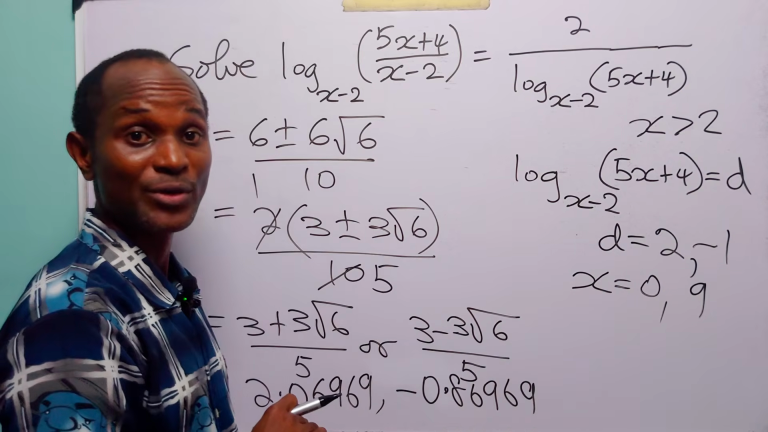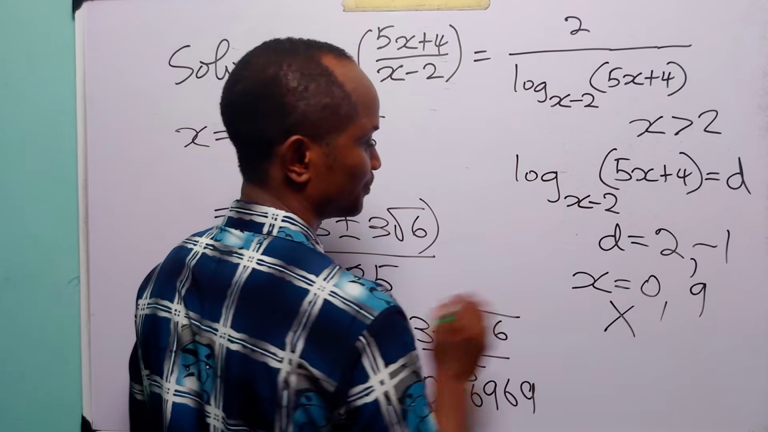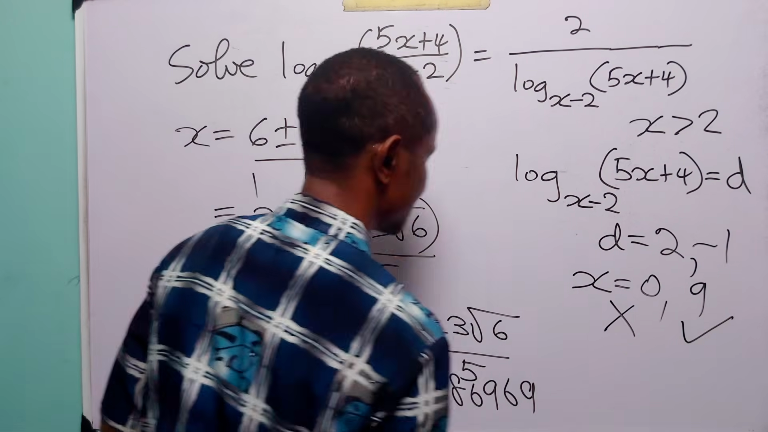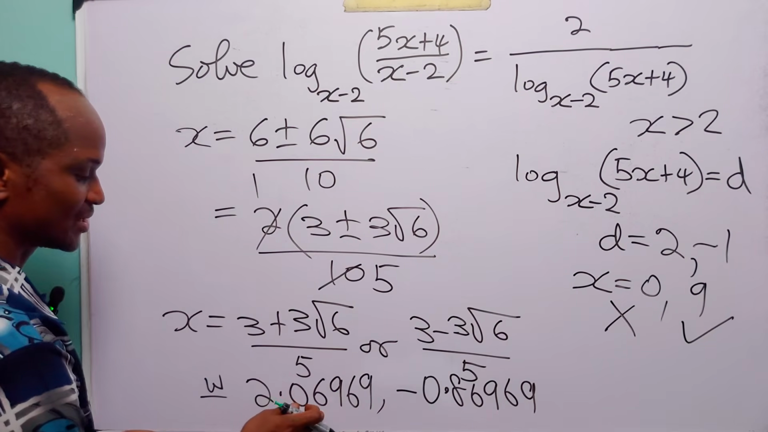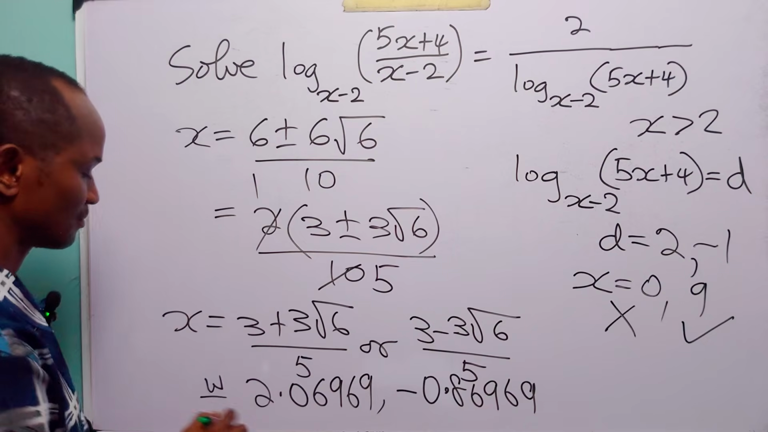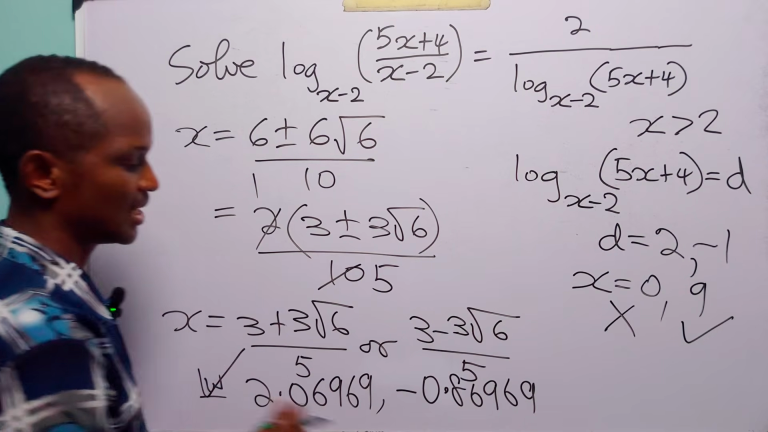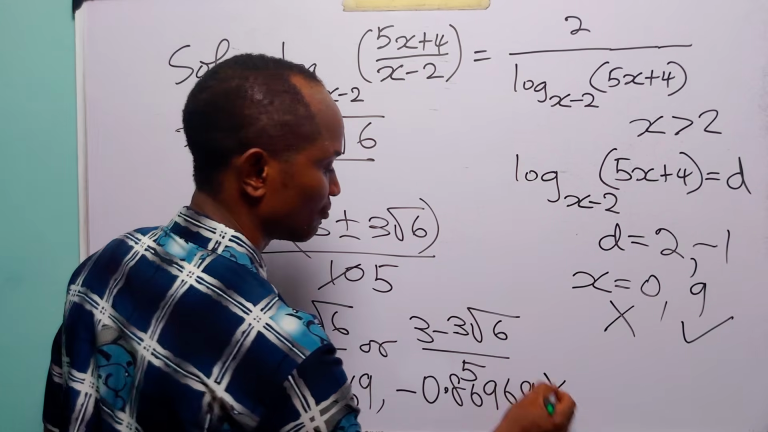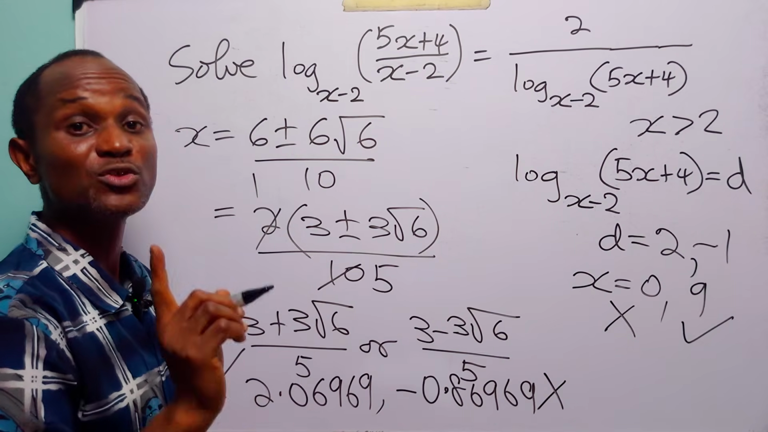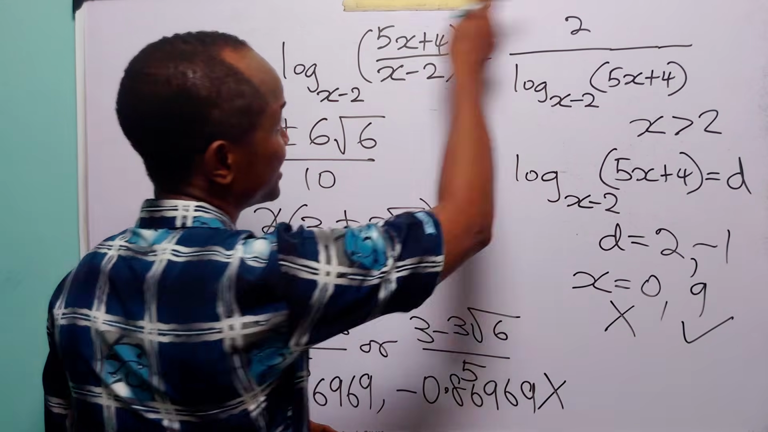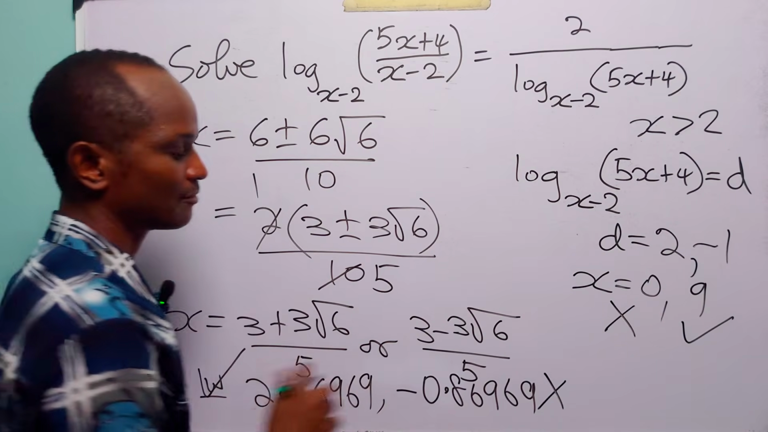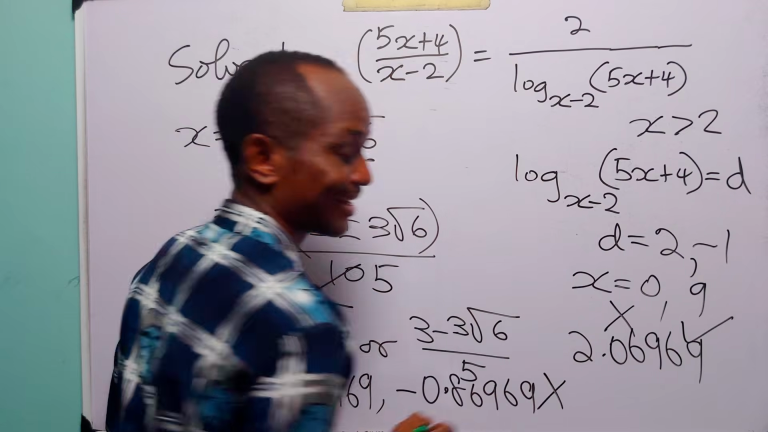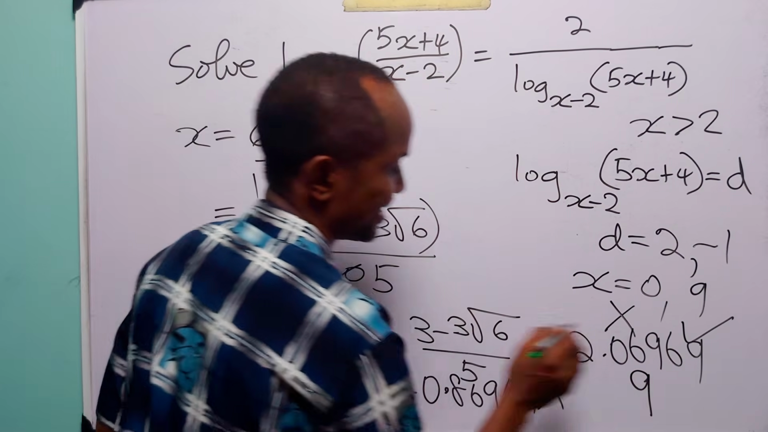Is 0 greater than 2? No. Is 9 greater than 2? Yes. Is 2.06969 greater than 2? Of course. Is minus 0.86969 greater than 2? No. So the only two values of x that satisfy this logarithmic equation are 2.06969 and 9.